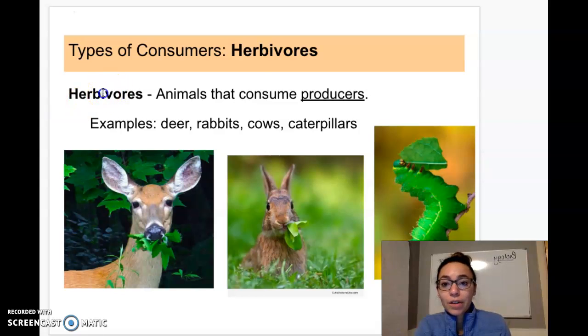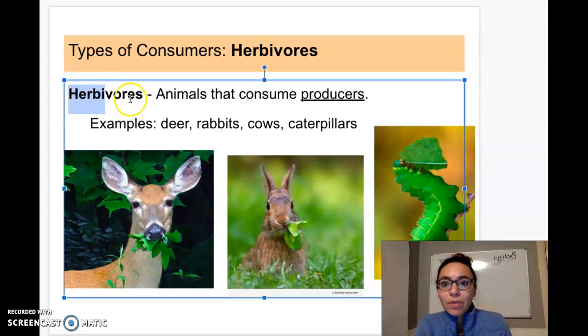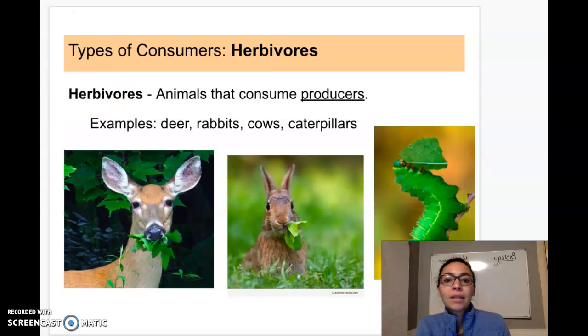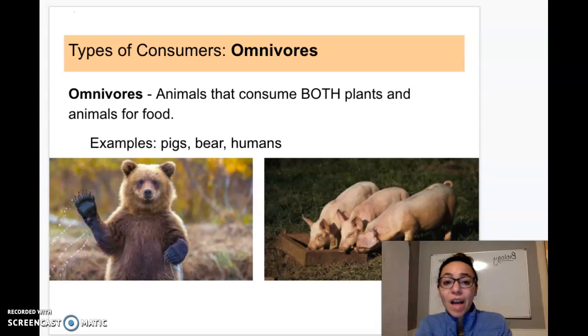Herbivores, right? Think herbs are plants, right? So these are things that eat plants. Animals that consume producers. So deer, rabbits, cows, caterpillars, anything that is eating a producer. Then we've got omnivores. That word omni means all. So these guys eat everything. So like most humans, unless you're a vegetarian, bears, pigs, anything that eats both plants and animals is an omnivore.